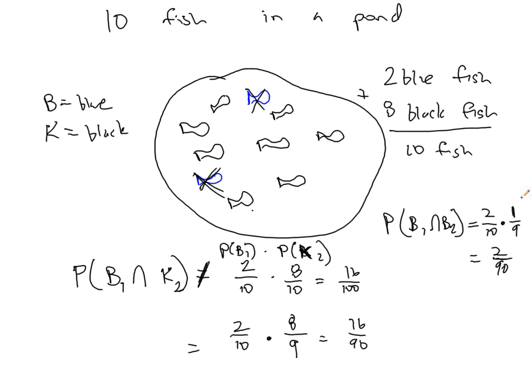Well, what are we actually multiplying here? This equal sign is actually multiplying the probability of getting a blue fish on the first time times not the probability of getting a blue fish on the second try, but the probability of getting a blue fish on the second try given that the first try resulted in a blue fish as well. So here's our condition, and this probability right here of getting a blue fish the second time around is dependent upon knowing that we've removed one of those blue fish from the pool.